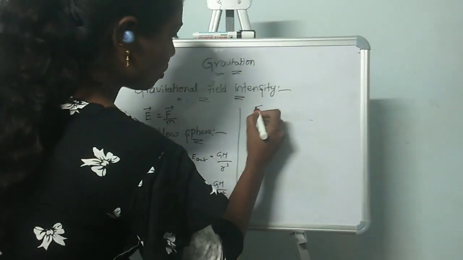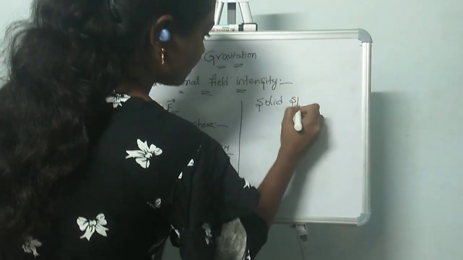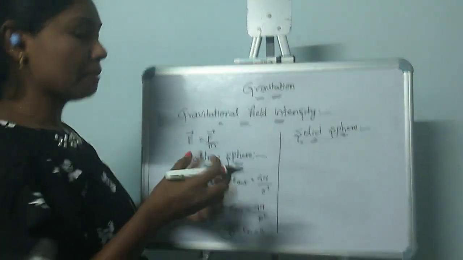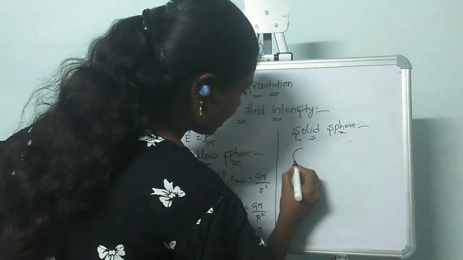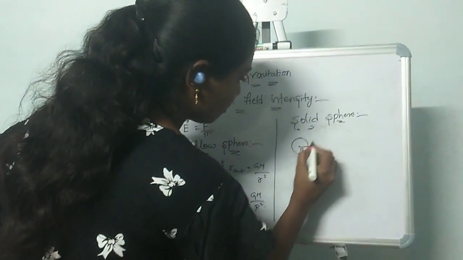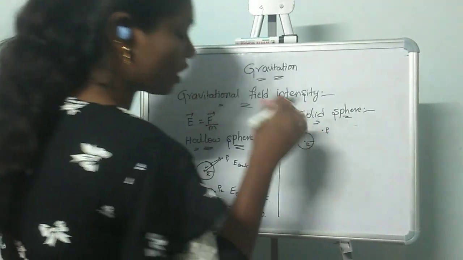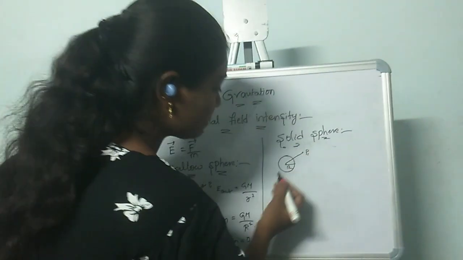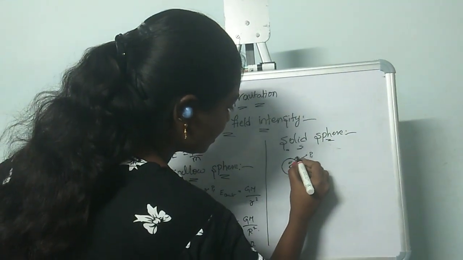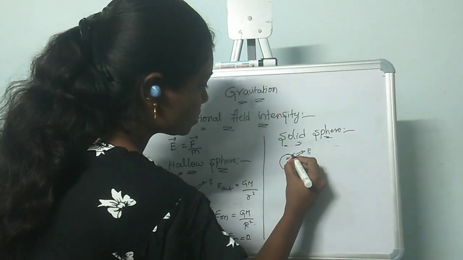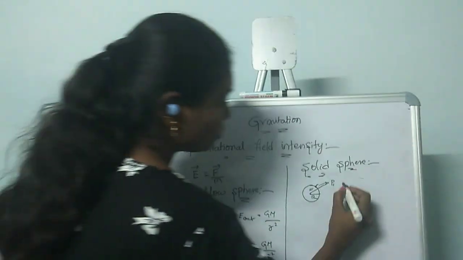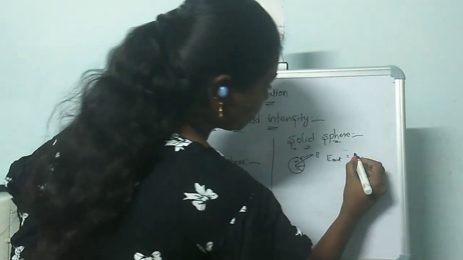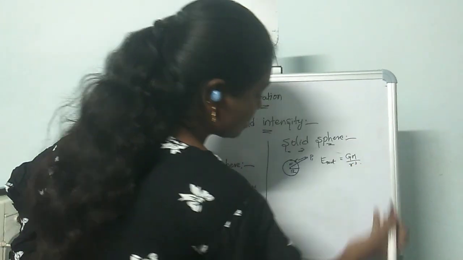And now we take a solid sphere. For a solid sphere, there is mass inside the sphere. First we take a solid sphere of radius R. Point P1 is located outside the solid sphere and has some mass m. The distance between the center of the solid sphere and point P1 is r. Then we can write E out, the gravitational field intensity outside at point P1, equal to GM by r square.